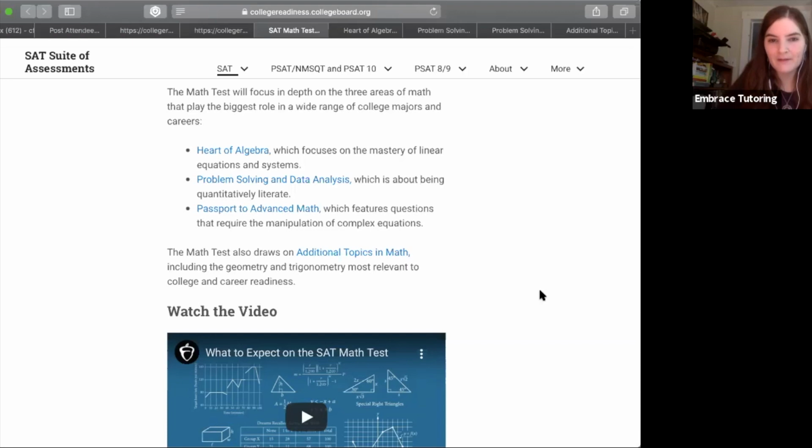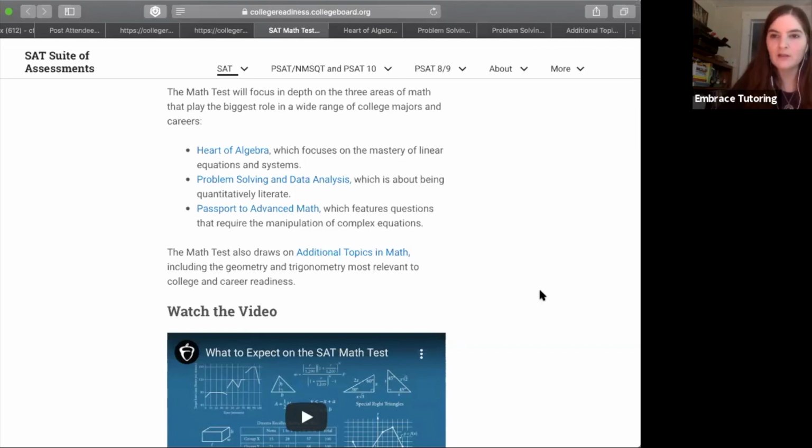Passport to Advanced Math is another math concept grouping, or categorization, which is focused on questions that require the manipulation of complex equations. So these will be your harder questions in most cases. These will be the questions that require longer answers or longer time solving them. And generally speaking, you want to save them till the end. You want to try to identify those specific types of questions that are going to take the most time.